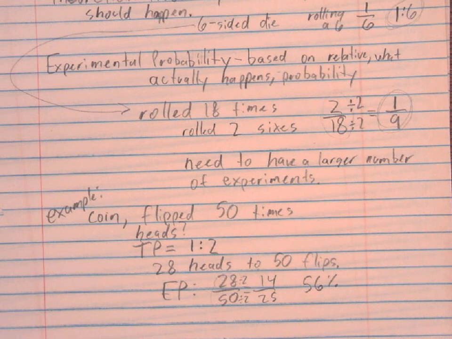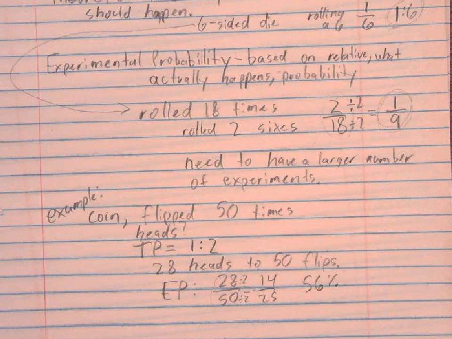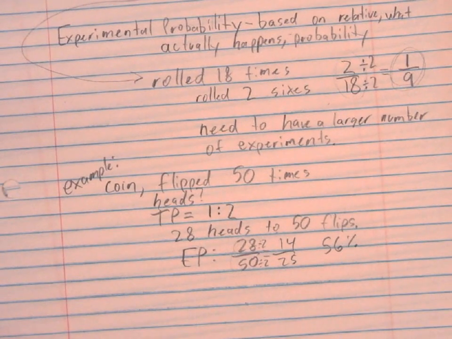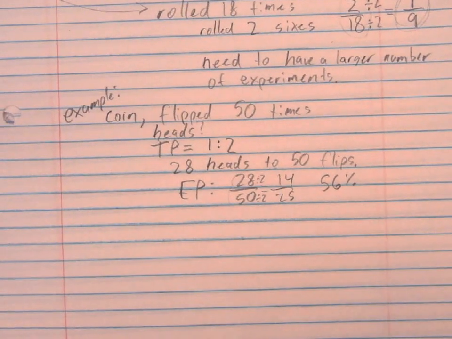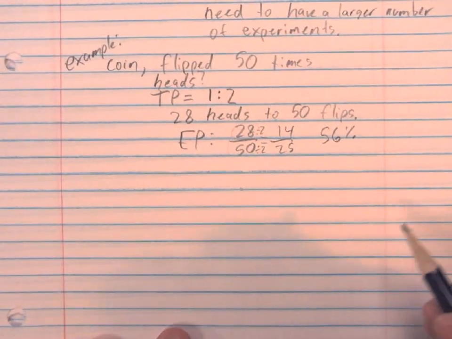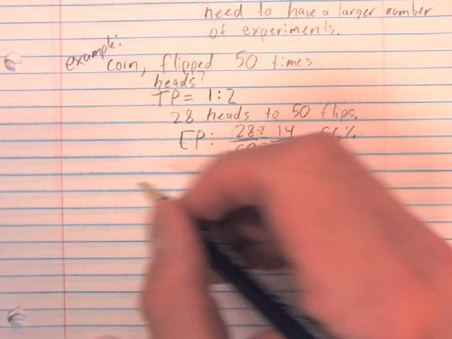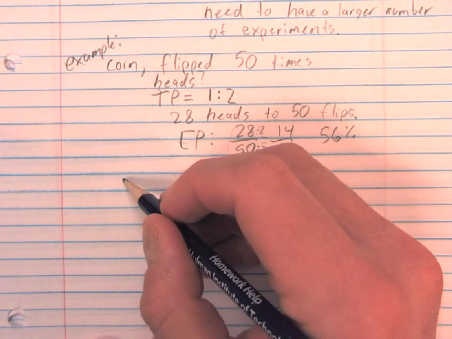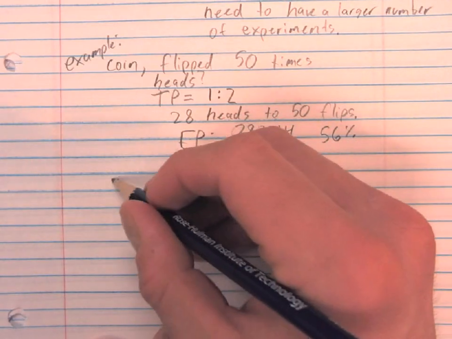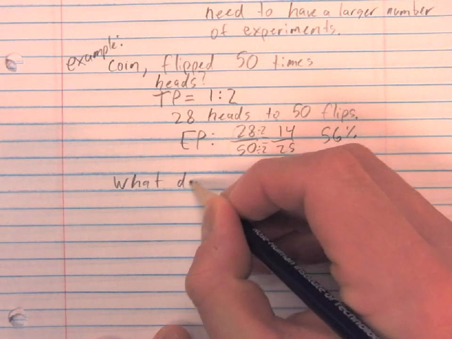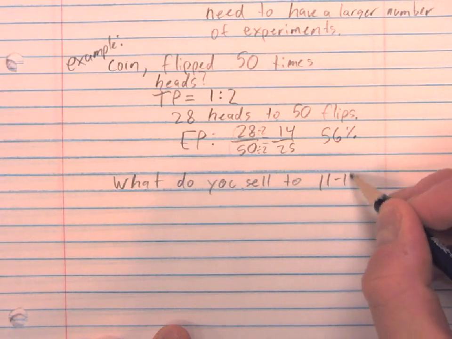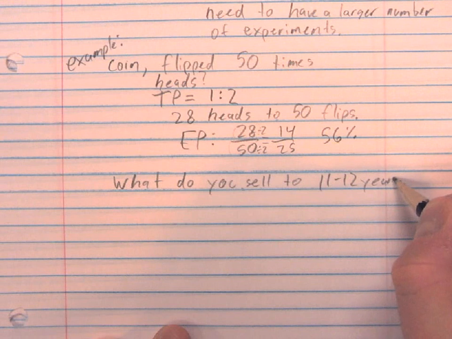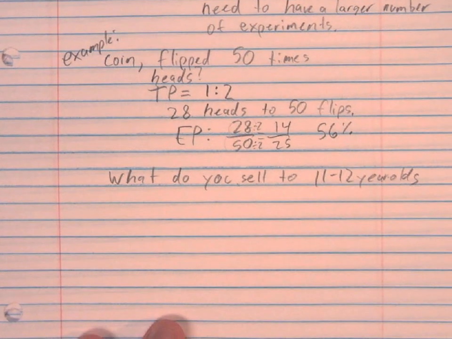Alright, well, sometimes we can use these experimental probabilities to predict other things, such as if we had a bakery, or we made a bunch of cookies, and we wanted to make cookies as a class, and I'm trying to decide what I'm going to make. So I go to a bakery and I ask, okay, what do you sell to 11 and 12-year-olds? What do 11 and 12-year-olds get?